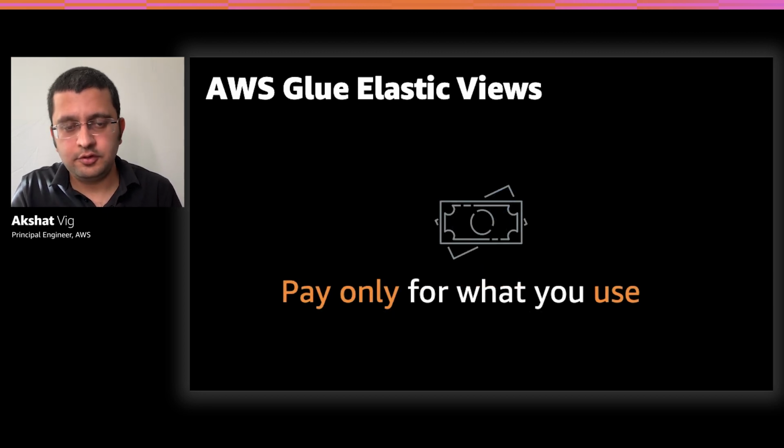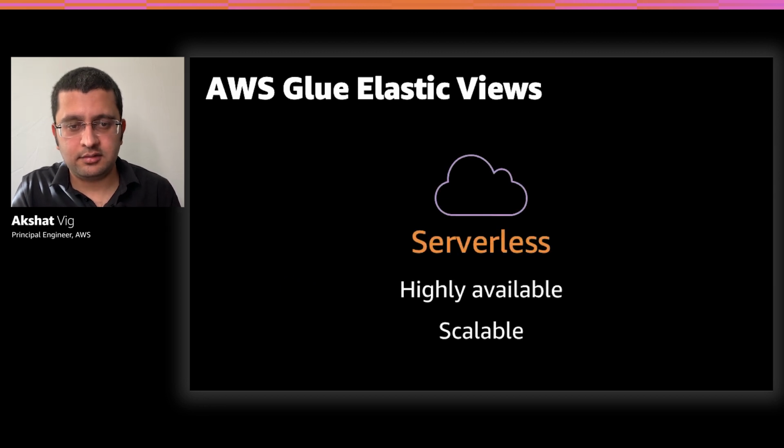With Glue Elastic Views, you pay for what you use. If you're doing one transaction, you pay for that one transaction. If you're doing a million transactions, you pay for a million transactions. And finally, it's serverless. You don't have to worry about managing servers. It's highly available, just like any other AWS service, and it is fully scalable.